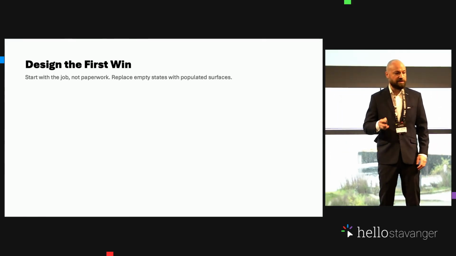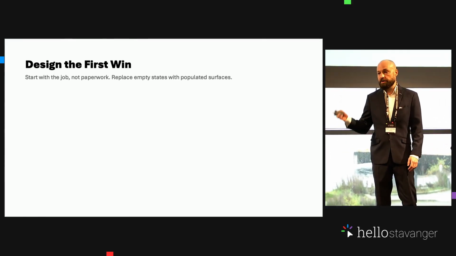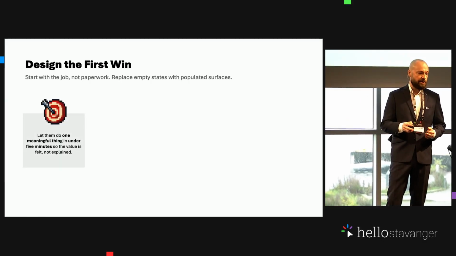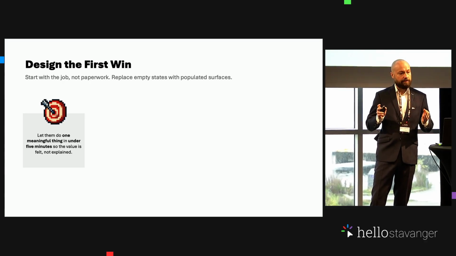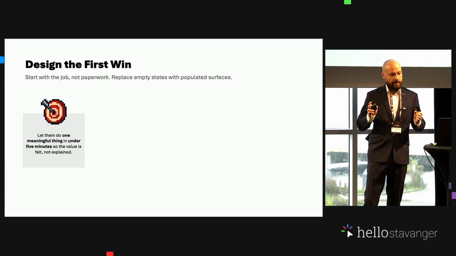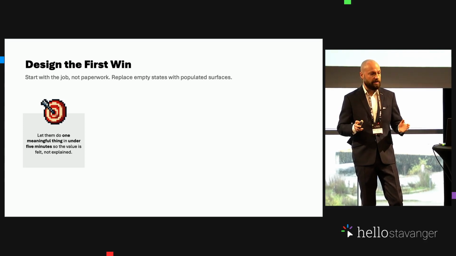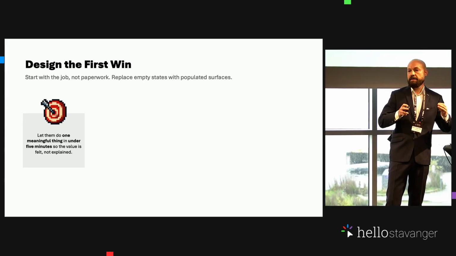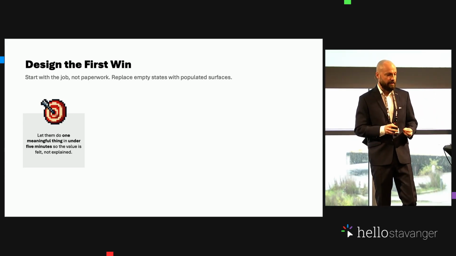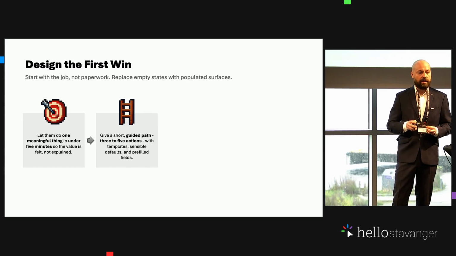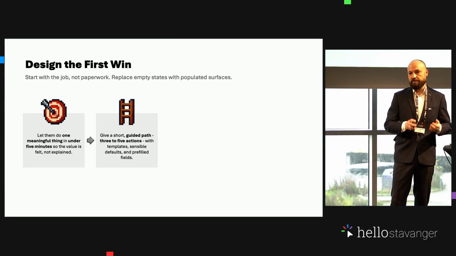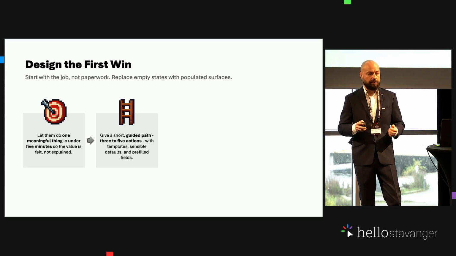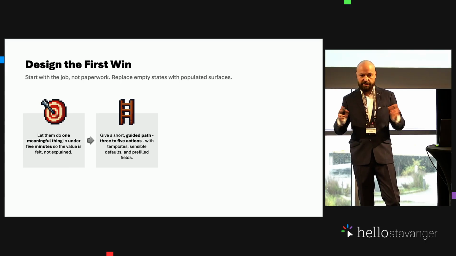Now, when we're designing the first win, it's very important that we reduce the empty states in an app and we populate the surfaces. So basically we let them have the quick win, where they can do something quick under 5 minutes, and basically learn by doing, explain the app quickly. And then we have a guided path where we have maybe 3 or 4 or 5 actions, something sensible with pre-filled fields. You don't want to have an empty dashboard.